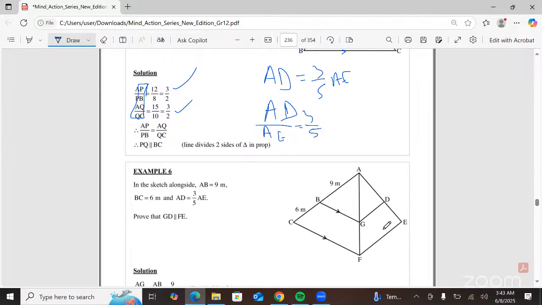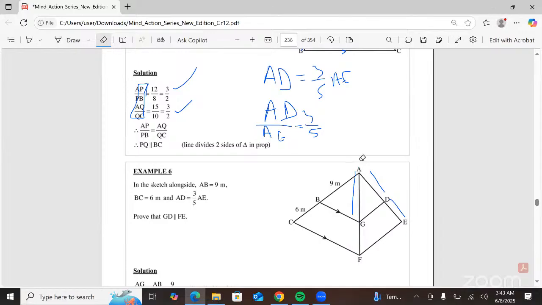In order for us to prove that these lines are parallel, we need to show that the ratio of this over this is equal to this over this. How can we do that? We first need to find the ratio of this line AF. How can we do that? We can see that in triangle ACF, proportionality theorem is applicable because BG is already parallel to CF.